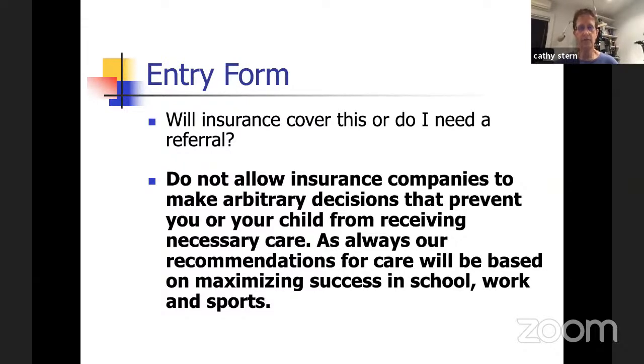But the one thing we try to stress is not to allow a third party, not to allow insurance or someone else who's trying to control the system, prevent them or their child from receiving the care they need. And that we're always going to make our recommendations based on what's going to help them, whether it's in school or at work or in sports, whatever it is.